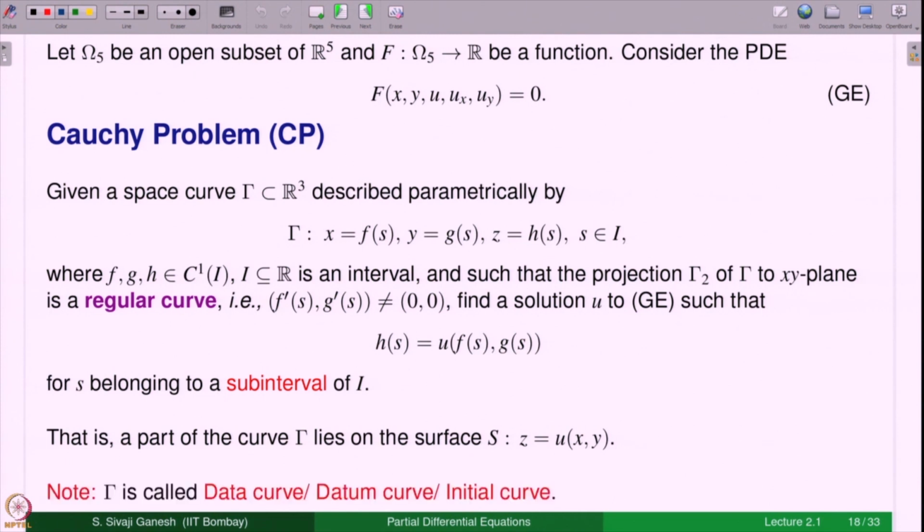So, this gamma is called a data curve or datum curve or initial curve. Note that this problem actually makes sense only if gamma is a subset of omega 3. What is omega 3? It is a projection of omega 5, which is in R5, to the first 3 coordinates x, y, u.